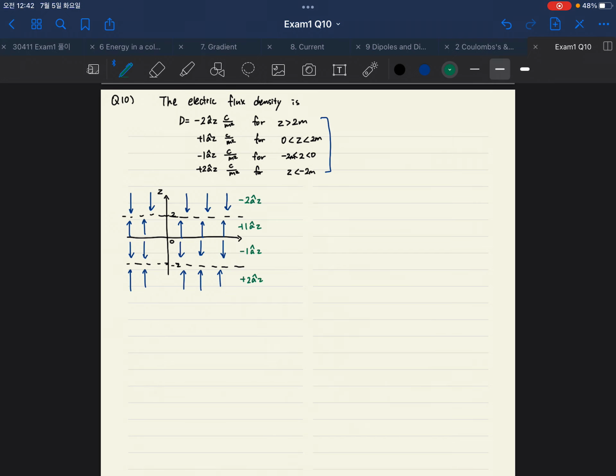So for this question, if we have a Gaussian surface, the integral of D dot dS over the Gaussian surface equals the charge enclosed, so that we can calculate the charge densities using the Gaussian surface for this question. So we need to find one at 2, 0, and negative 2, so we can just draw the figure here, here, and here.